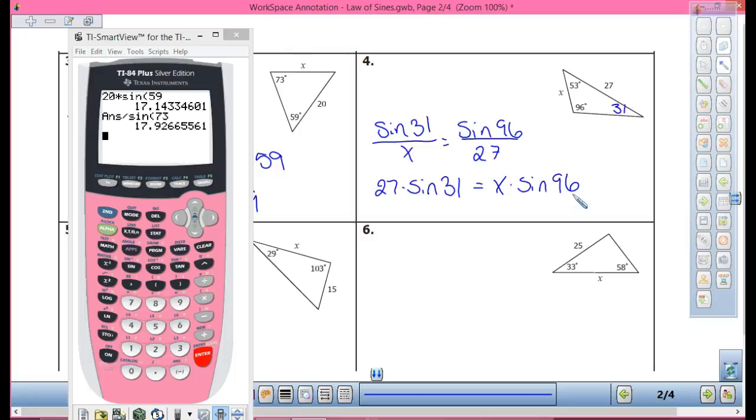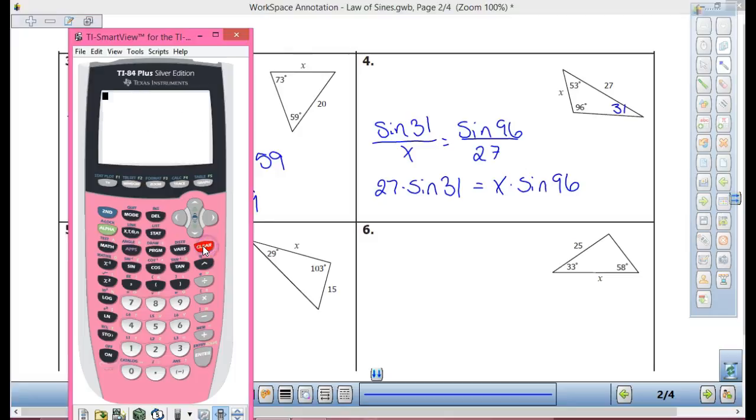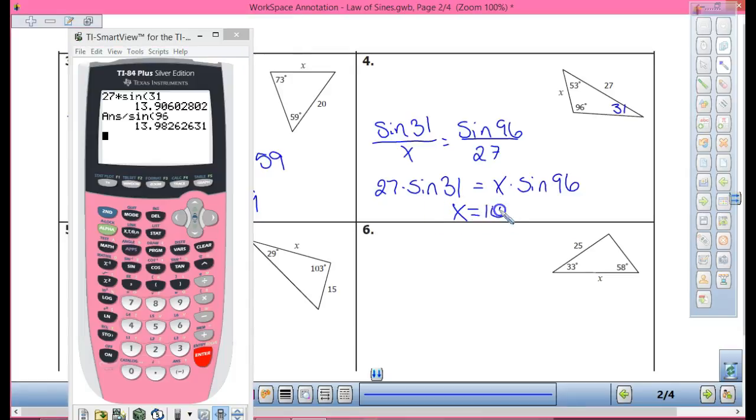Everyone's got that? Okay? So what do you multiply first? All right, so 27 times the sine of 31. Leave it as your big long decimal divided by... Everyone got it? What would we put this as? Yeah, x equals 14. Everybody got that? Thumbs up? I hope so.